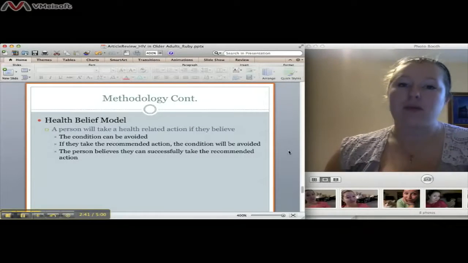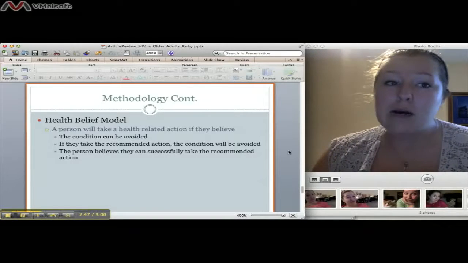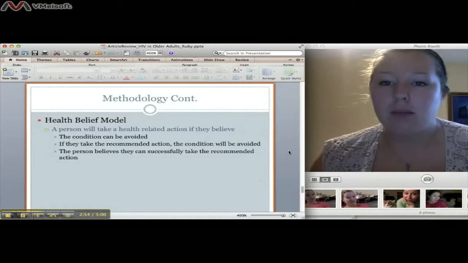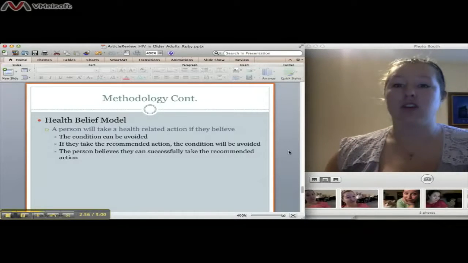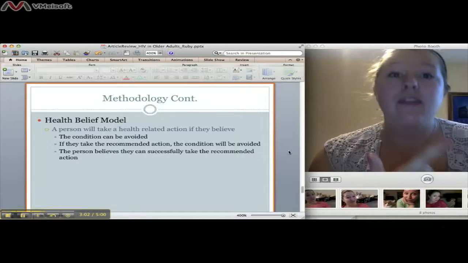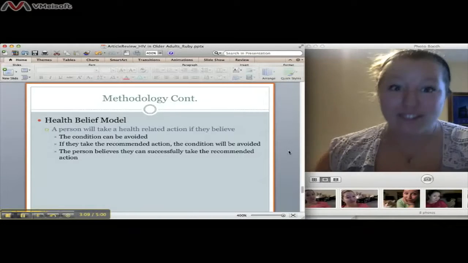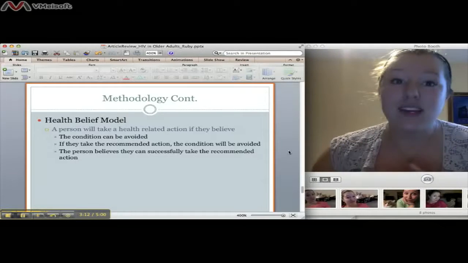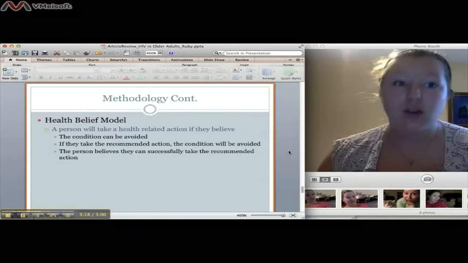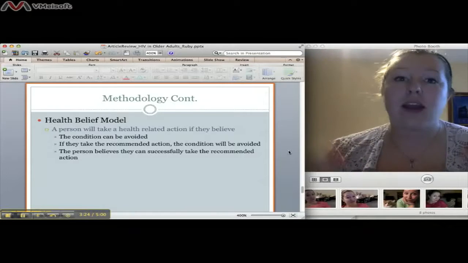Another form of the methodology that I thought was important to look at was the health belief model. It wasn't exactly discussed within the article, but still, the fact that a person can take a health-related action as long as they believe that the condition can be avoided, that they can take the recommended action, and then the condition will be avoided, and that they can successfully take part in all of these actions to prevent acquiring the disease, or if they already have it, the spread of the disease, was huge. And I felt that that's really what they were trying to get across: prevention and awareness. So if you have it, you can prevent transmitting it. If you don't have it, you can prevent getting it yourself by being safe.